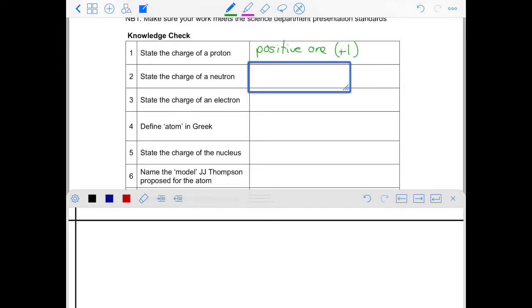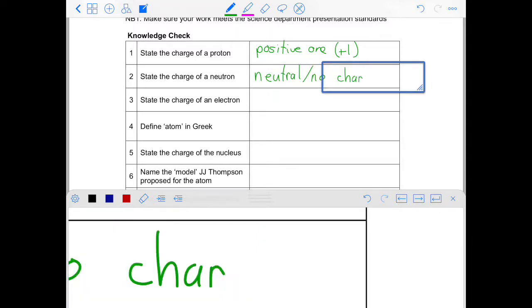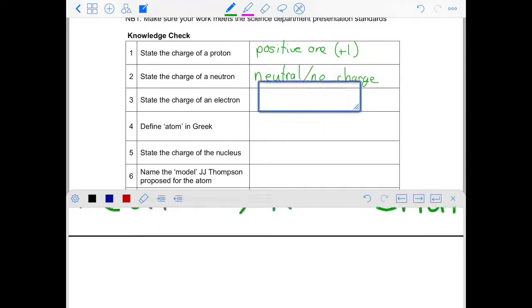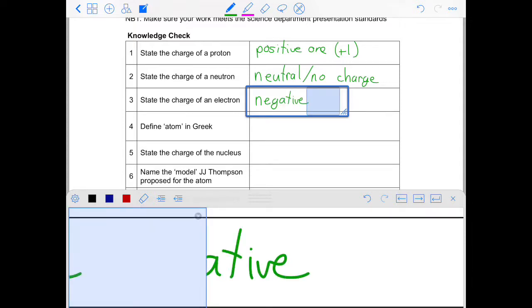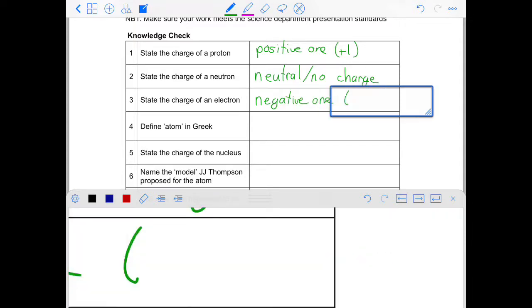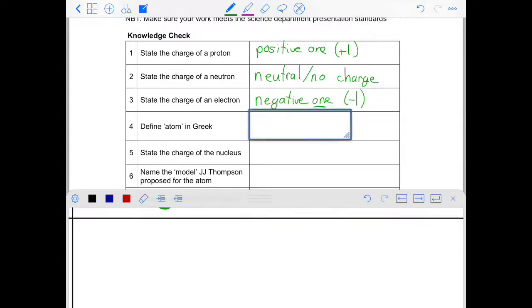The charge on a neutron is neutral, or it has no charge. The charge on an electron is -1. Or again, -1 is fine as well. You do need to have that 1 in there for both the proton and the electron, as it will become important as we go later on.